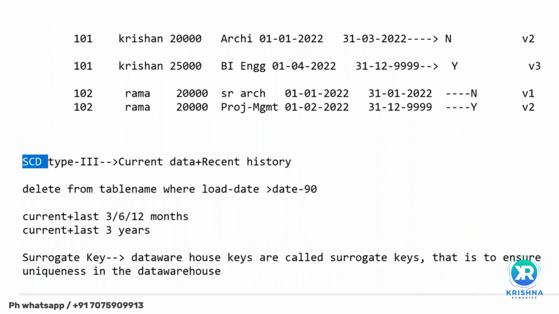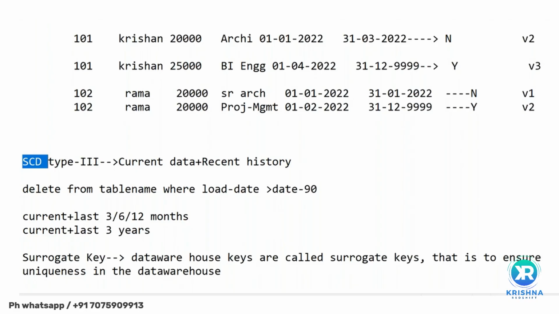So all these SCD type 1, type 2, type 3 are only for dimension tables, not for the fact table. Fact table will have all the data. It's not like recent data, nothing like that. That's why generally fact tables are very big in number of records.